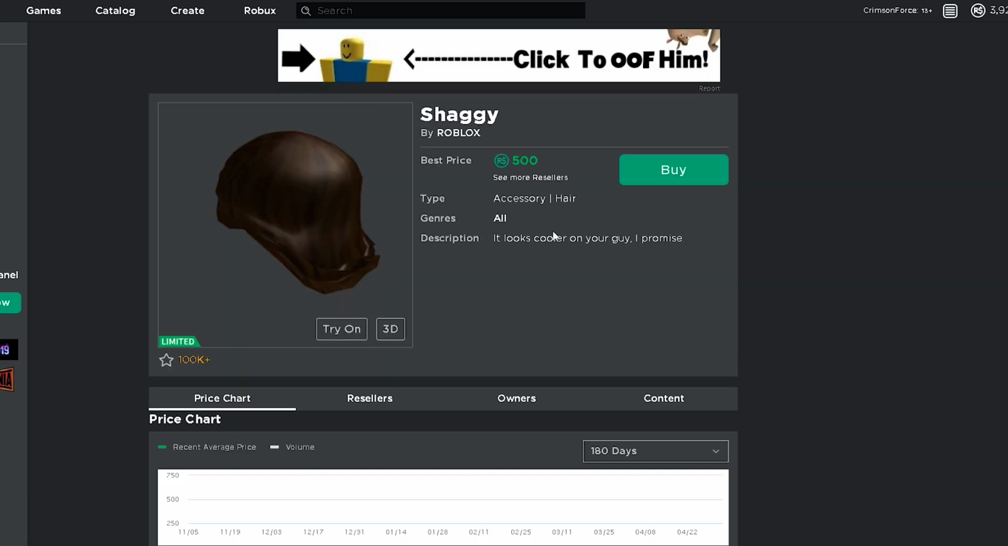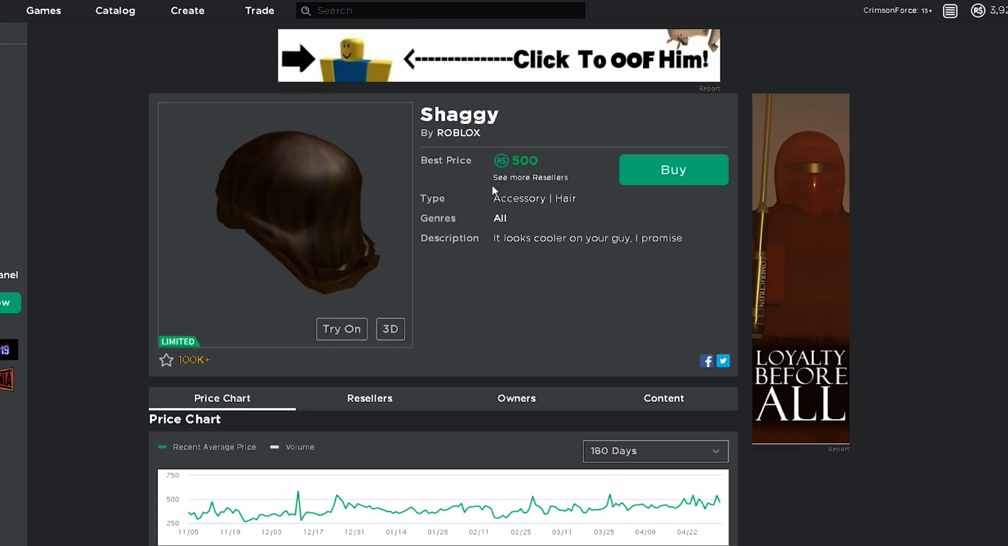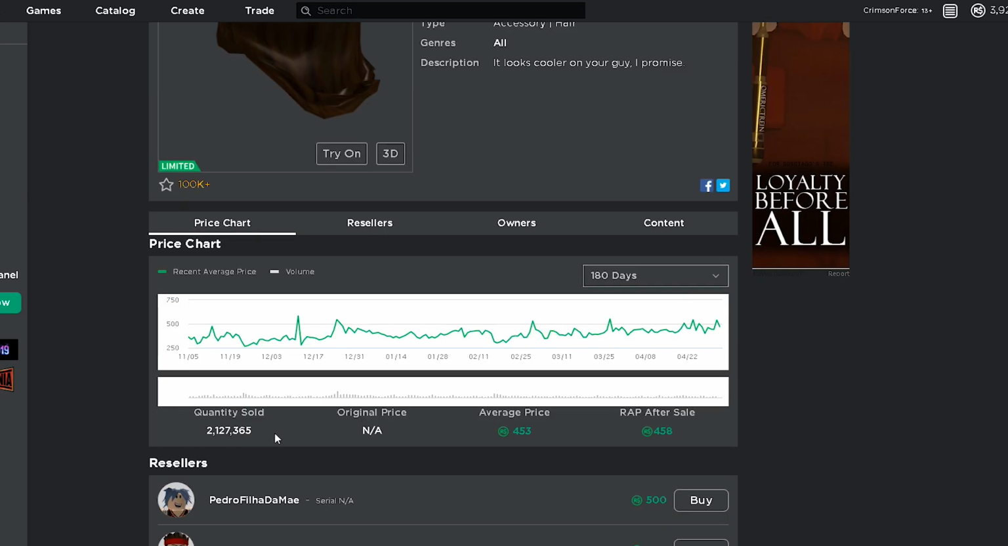So anyways, we can see this looking back at the Shaggy. This Shaggy used to be selling for tickets, I believe, back when it was first released. But once it was released as a limited, it sold for less than 100 Robux for like 2 years. Now over time, Roblox has gotten a lot more popular, and obviously you have to take into account the amount of people who have been terminated, the amount of people who don't even have Builders Club or have just gone inactive over time.